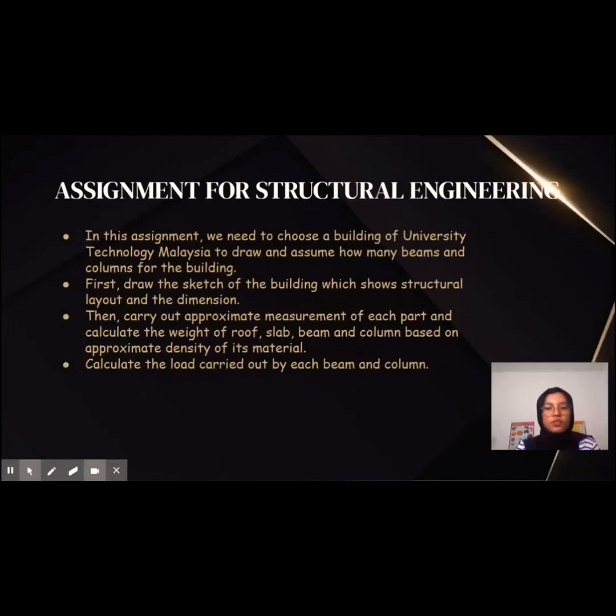Okay, for the assignment for structural engineering, we need to choose a building of University Technology Malaysia to draw and assume how many beams and columns for the building. First, we draw the sketch of the building, which shows structural layout and the dimension. Then we carry out the approximate measurement of each part and calculate the weight of roof, slab, beam, and column based on approximate density of its material. And last but not least, we calculate the load carried by each beam and column.